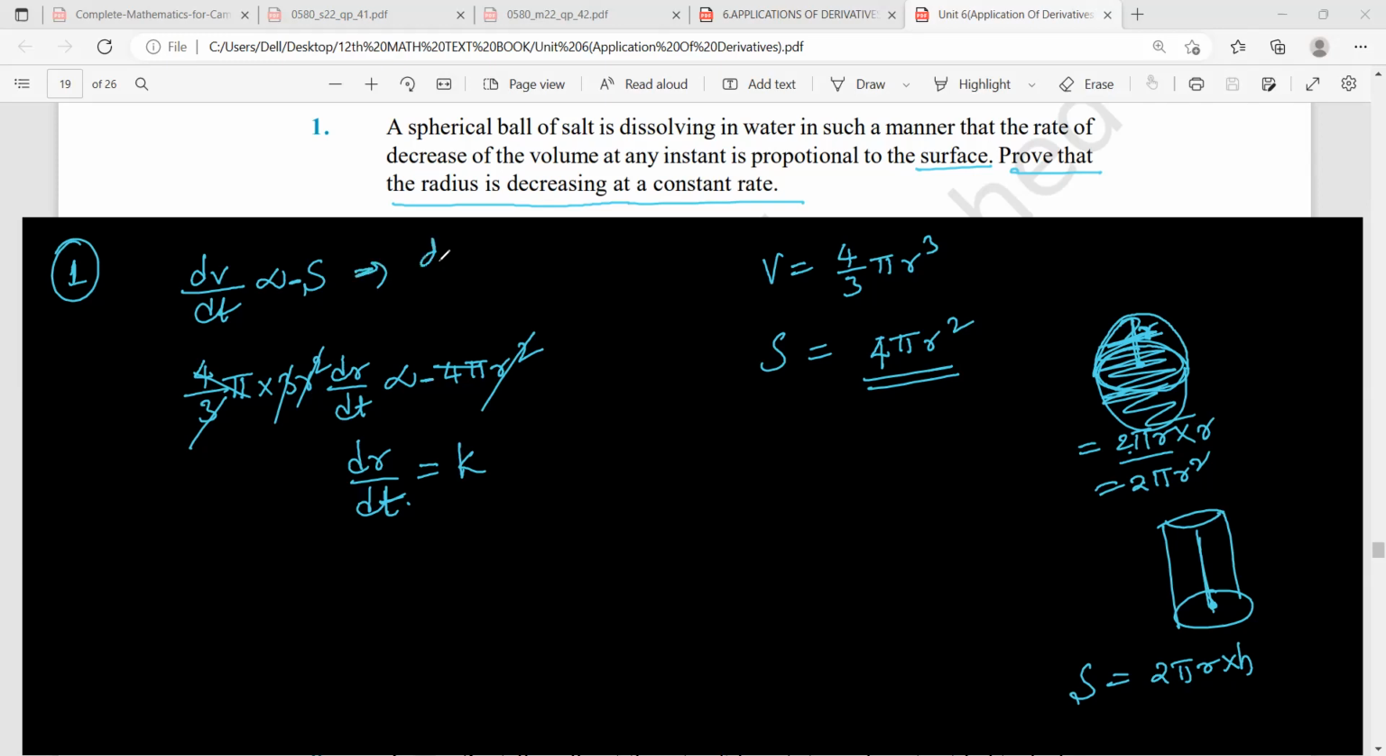Actually, you can write like this. First, dv by dt is equal to minus ks. You can write that. Understand? You can write dr by dt is minus k. So this means the radius is decreasing at a constant rate. Decreasing at a constant rate. Simple, this much only. Yes, sir. Okay, all right.